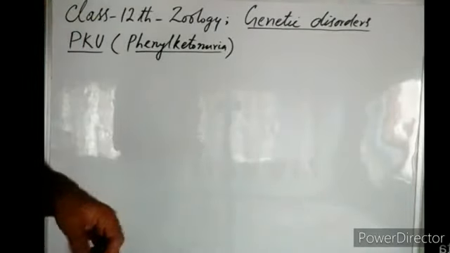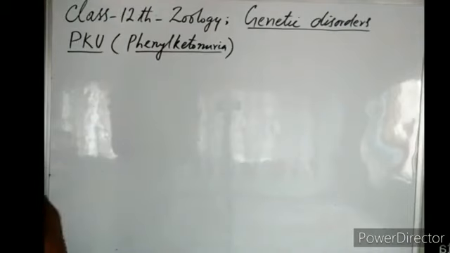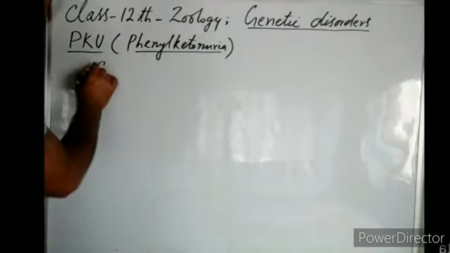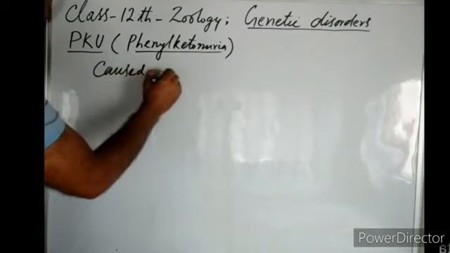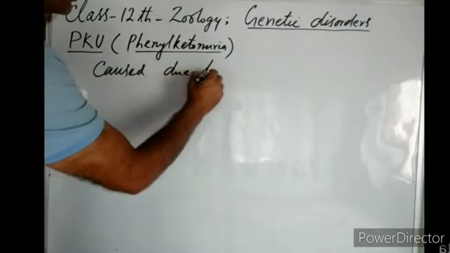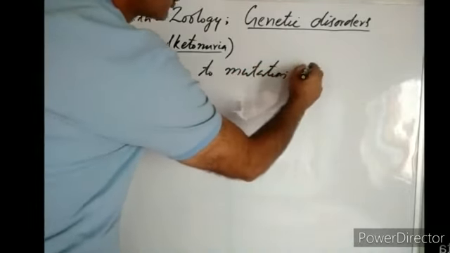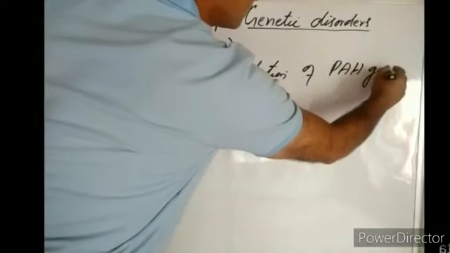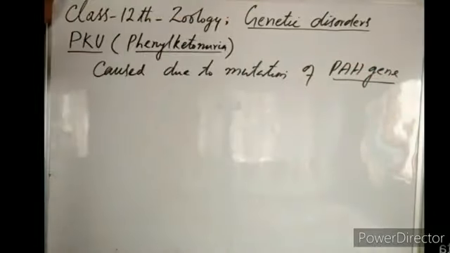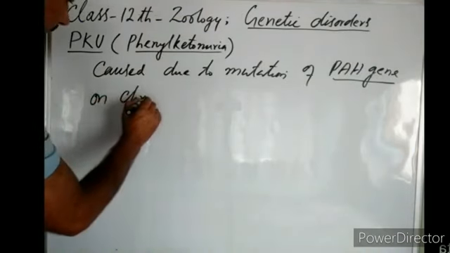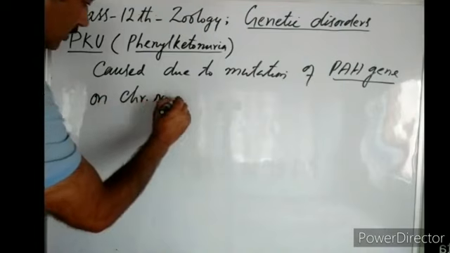Okay, guys, today we are going to discuss another genetic disorder, PKU, phenylketonuria. It is caused due to mutation of the PAH gene on chromosome number 12.